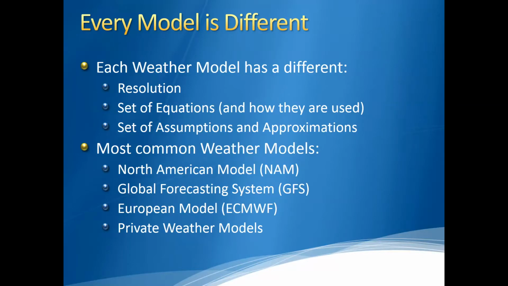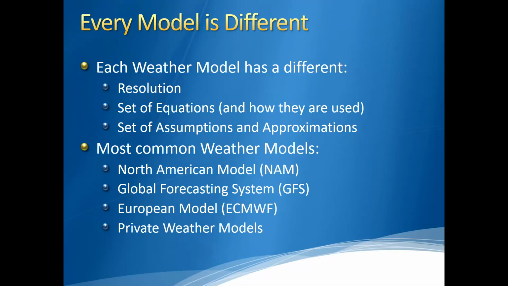Now, there are many different commonly used weather models. Here in the United States, the three that we use are called the NAM, the North American model, the Global Forecasting System, or the GFS, and the European model, the ECMWF. And each of these models give us different perspectives of what is potentially going to happen in the atmosphere.